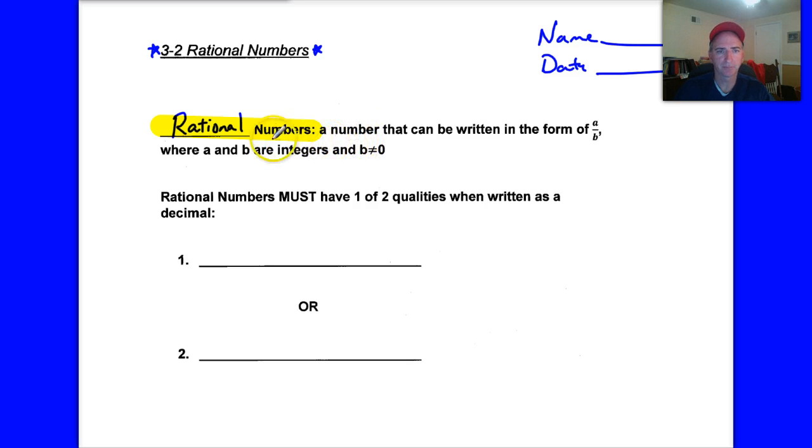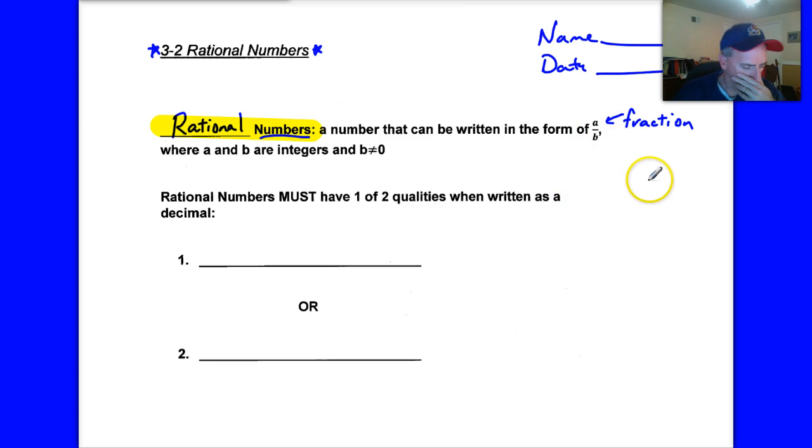A rational number is a number that can be written in the form of a over b. So basically it can be written in the form of a fraction. Now there are numbers that can't be written as fractions, and those are not rational numbers, but we'll look at those later. A and b are integers, and b does not equal 0. That's just talking about this fraction here, that a is some number and it's over some number b.